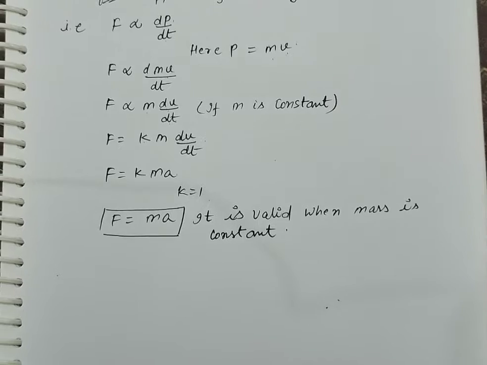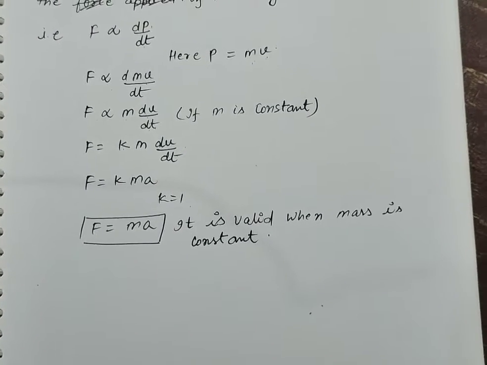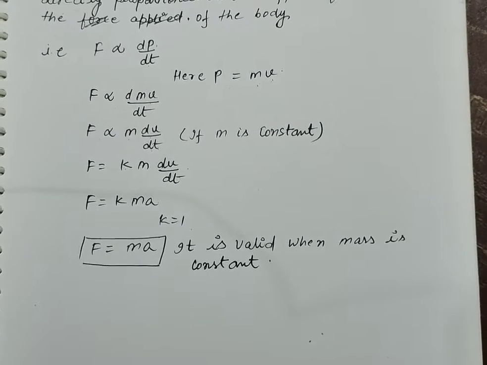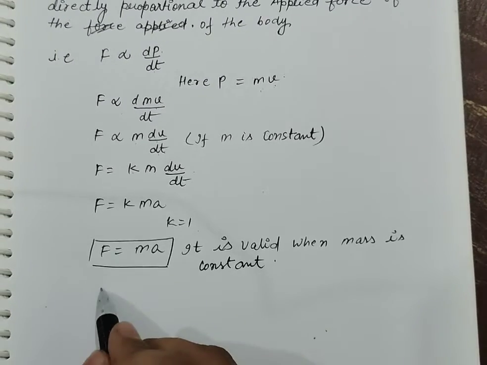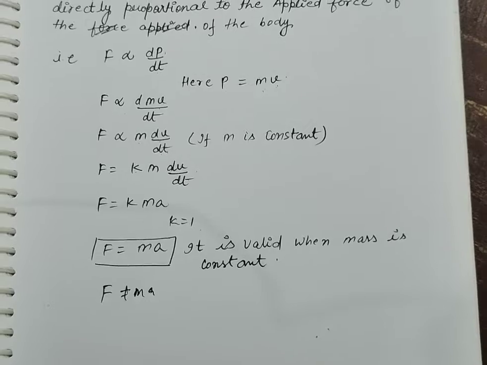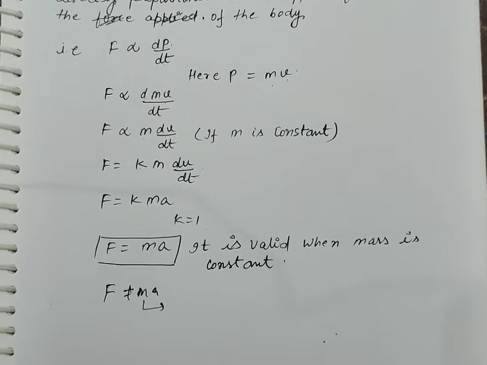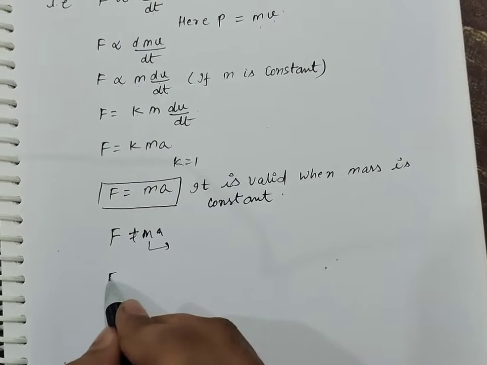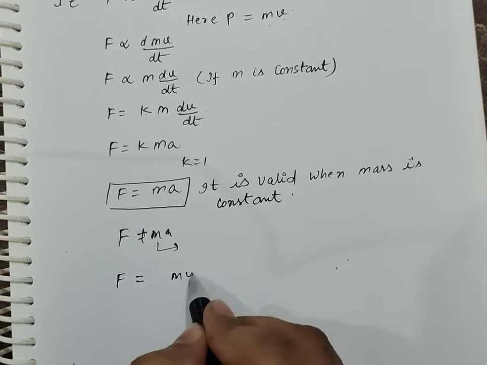It is only valid when the mass is constant. But if in any motion the mass varies with time, in this case F equals ma is not valid. Because m is variable, in this case we say that F is equal to d(mv).